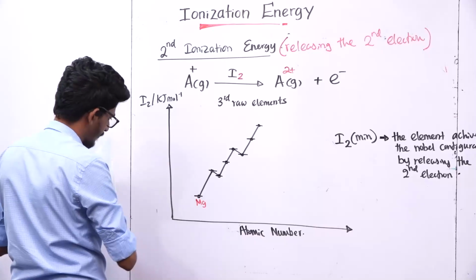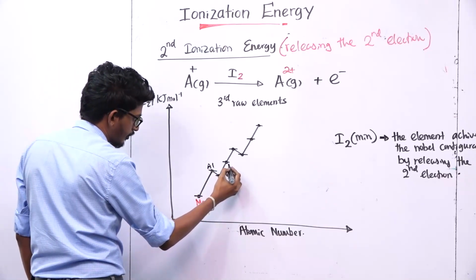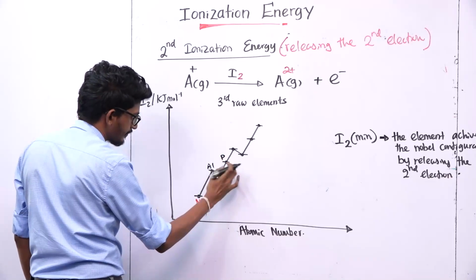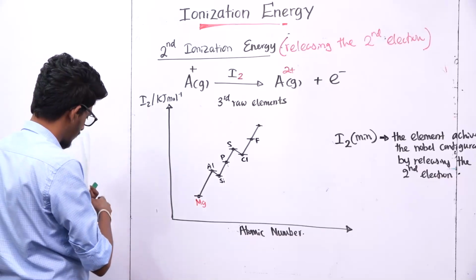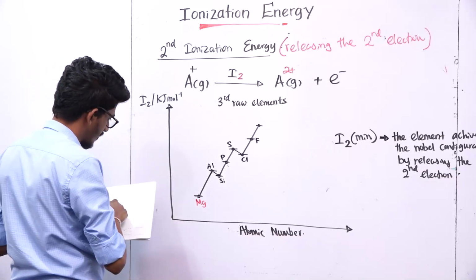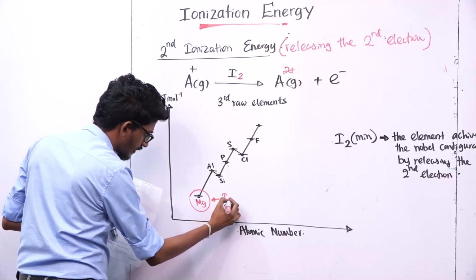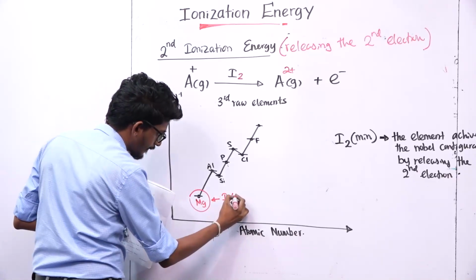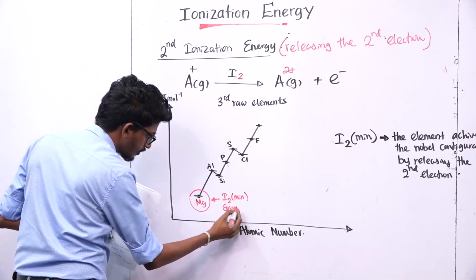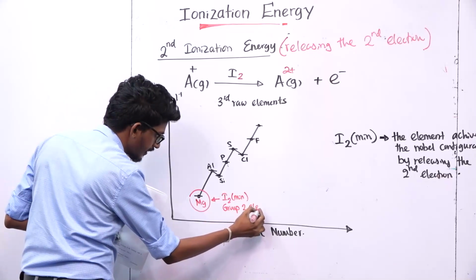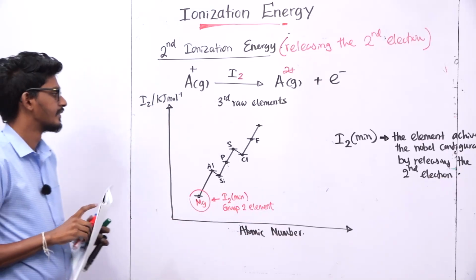Right? Magnesium, aluminium, silicon, phosphorus, sulfur, chlorine, fluorine. So the least value, I2 minimum, is with the group 2 element. Right? That is the idea.